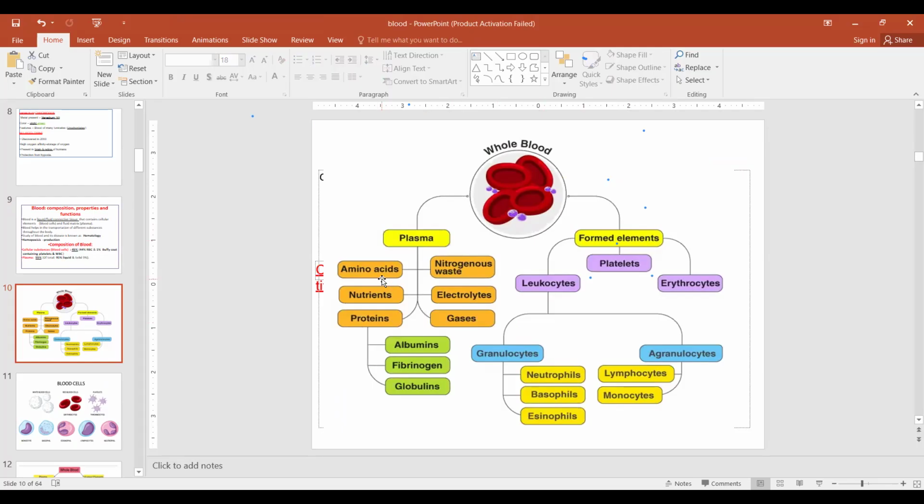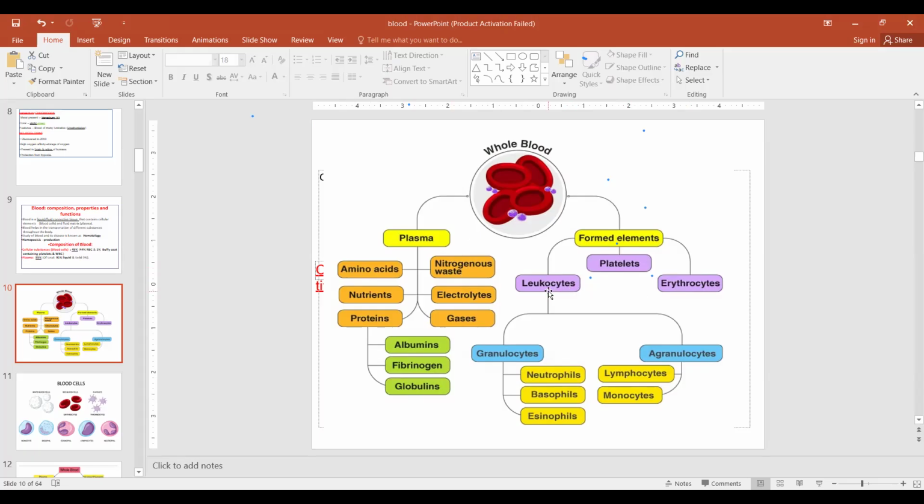Components seen are amino acids, nutrients, and proteins like albumins, fibrinogen, and globulins. These are the organic compounds. And nitrogenous waste, electrolytes, and gases are inorganic compounds present in the plasma. And in the formed elements, that is blood cells, it includes leukocytes, WBCs, platelets, and erythrocytes, RBCs.